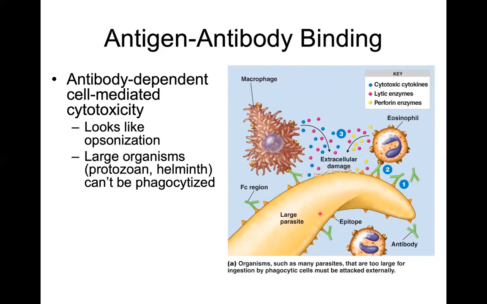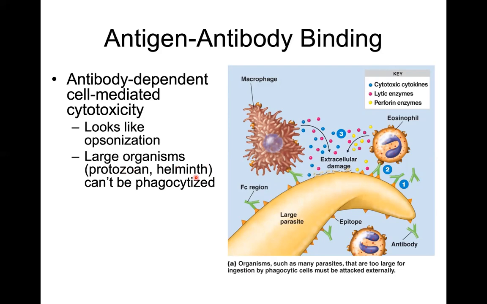But some of these foreign entities are too big to be phagocytized. So bacterial cells are really small, and they can be phagocytized by your eukaryotic cells. But think of some protozoans, maybe they're really large, or a helminth, which is a multicellular eukaryotic organism. It's a microscopic worm, but some of these worms can be as big as a centimeter in length.